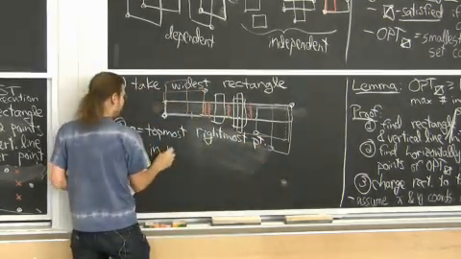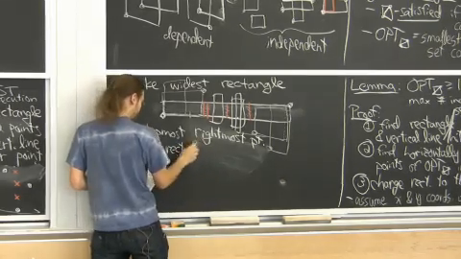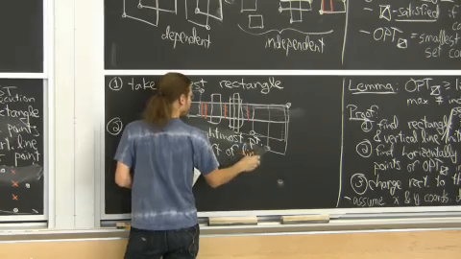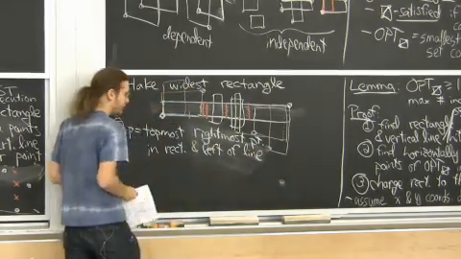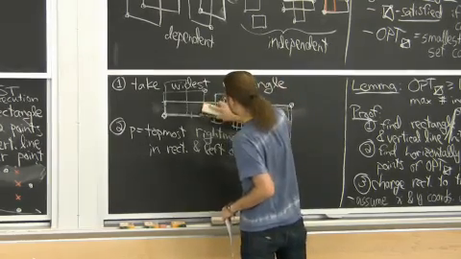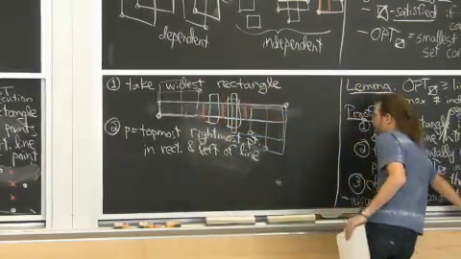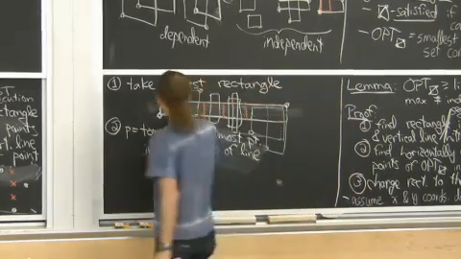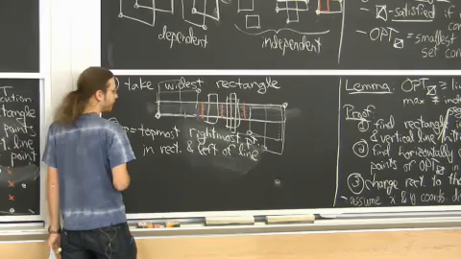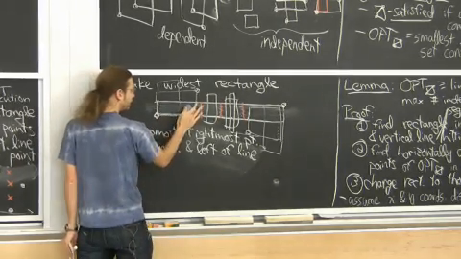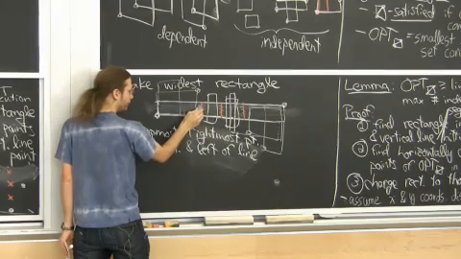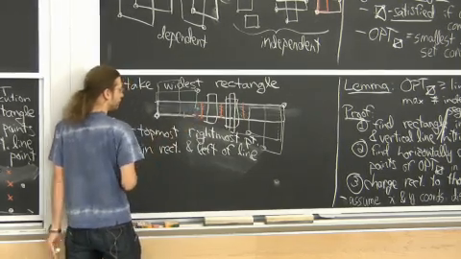That is both in the rectangle and left of the line. So let me erase this one, make a little bit more room. I'm looking at all of this region to the left of the line in the rectangle. I want to take the rightmost and then topmost point, something like this.